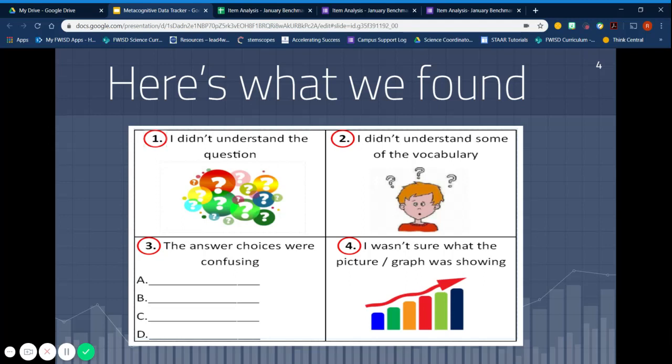Number one, they didn't understand the question. Number two, they didn't understand some of the vocabulary. Number three, the answer choices were confusing. Or number four, they weren't sure what the picture or graph was showing. Specifically in science here in the state of Texas, the assessments have a lot of visuals, lots of pictures, lots of data tables, lots of graphs. Anywhere between 65 and 70% of the test has pictures. So we wanted to include that as one of our four options.